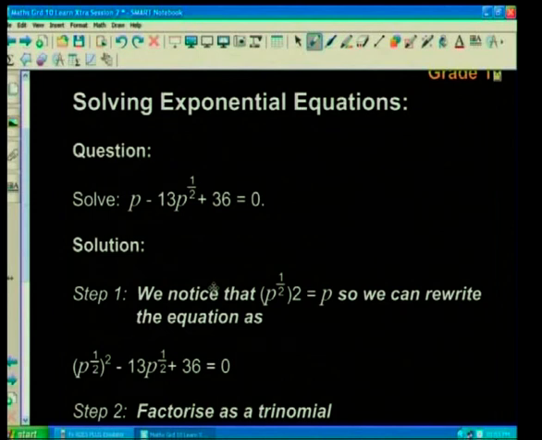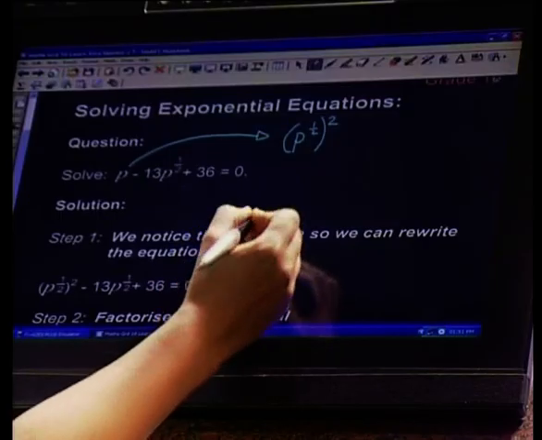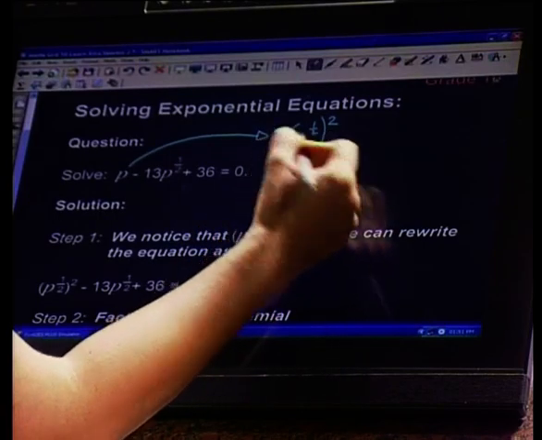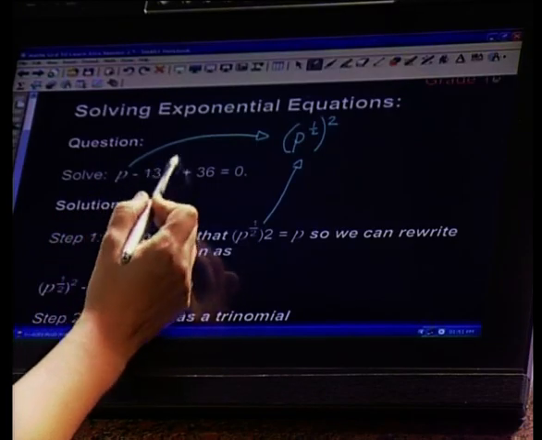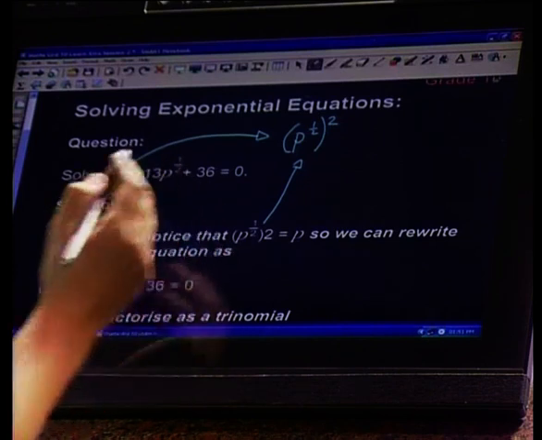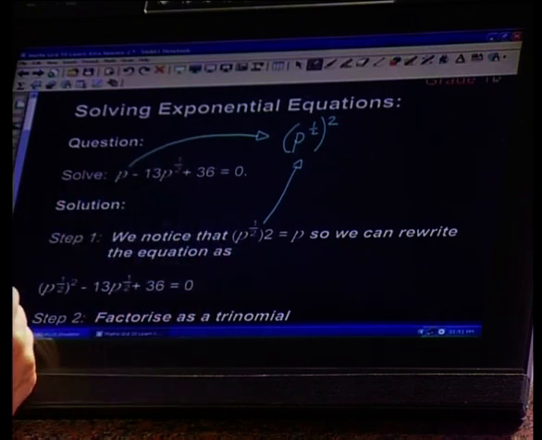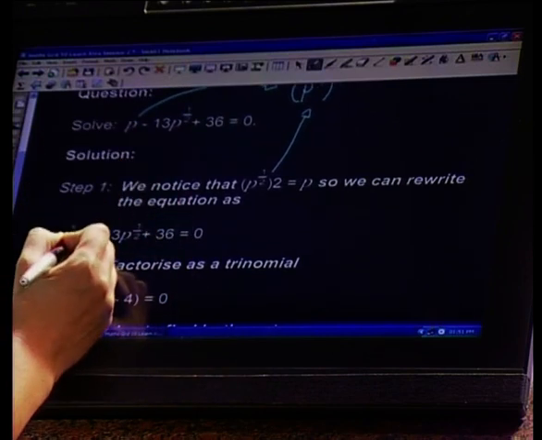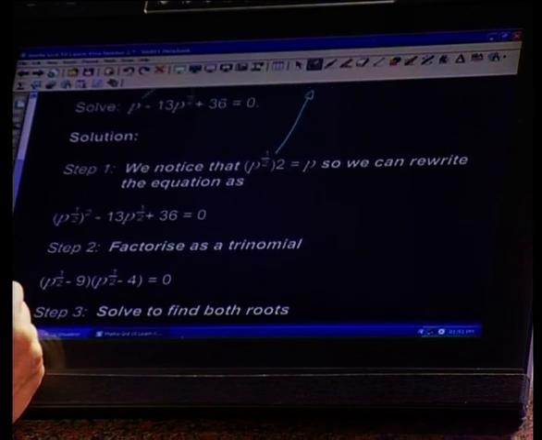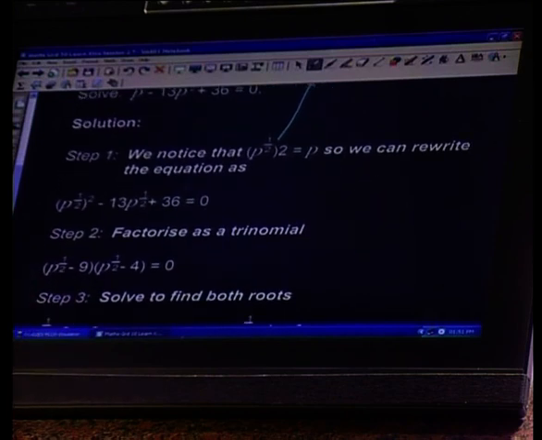The next thing we need to point out is that p to the power of 1 can also be p to the power of half that has been squared. Now this over here is a typing error, that's what it should be up there. If we know then that p is actually the squared version of p to the power of half, we can do the trinomial using normal trinomial methods. First thing we're going to do is replace p with p to the power of half to the power of 2, and then factorize the trinomial as we would usually do.